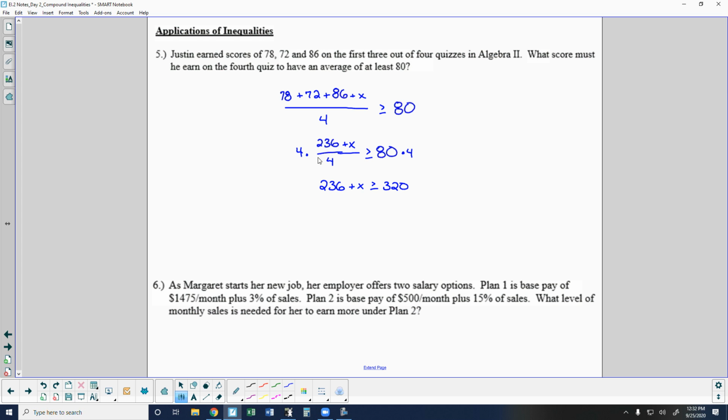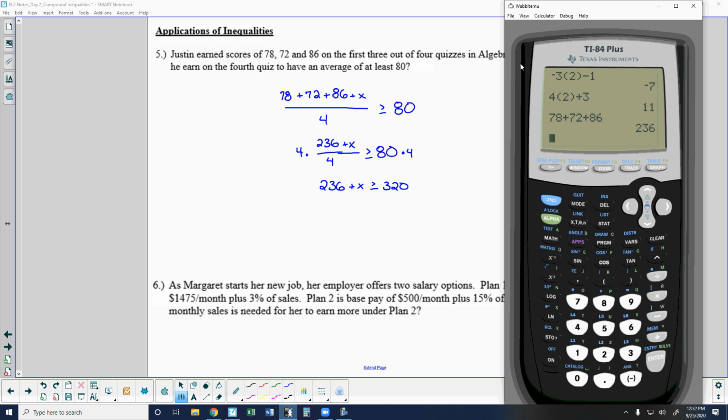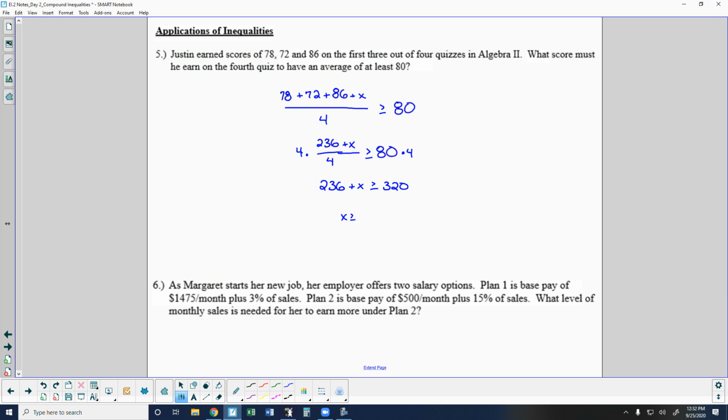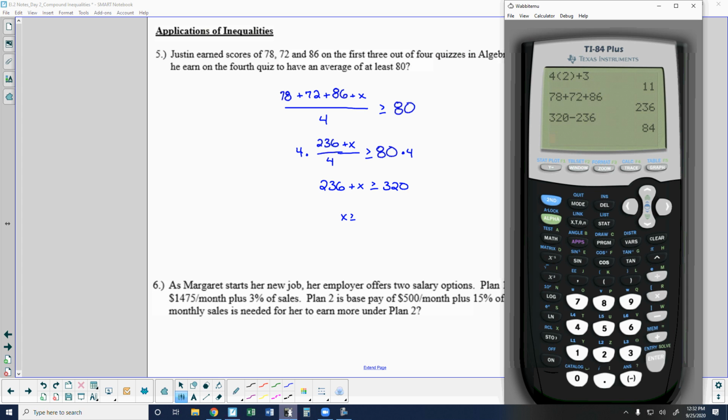And then we can subtract. I'm not going to write the step out. I'll just do it in the calculator. So 320 minus 236. And then x is greater than or equal to 84.